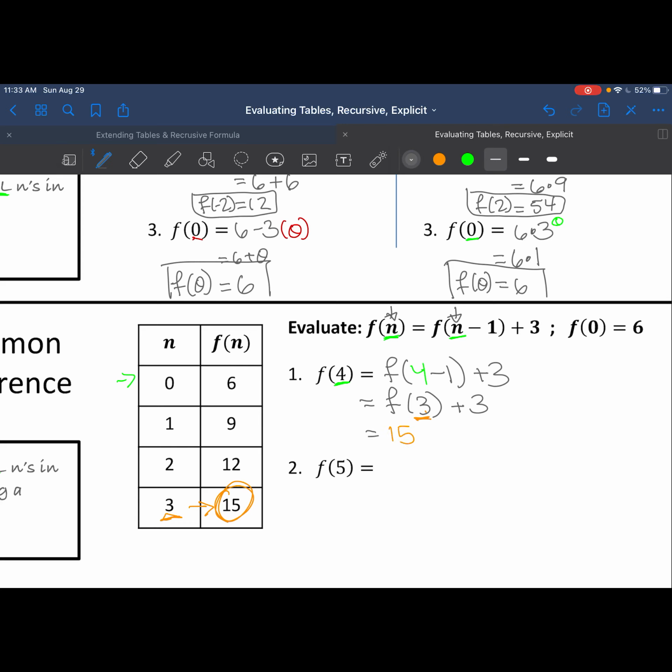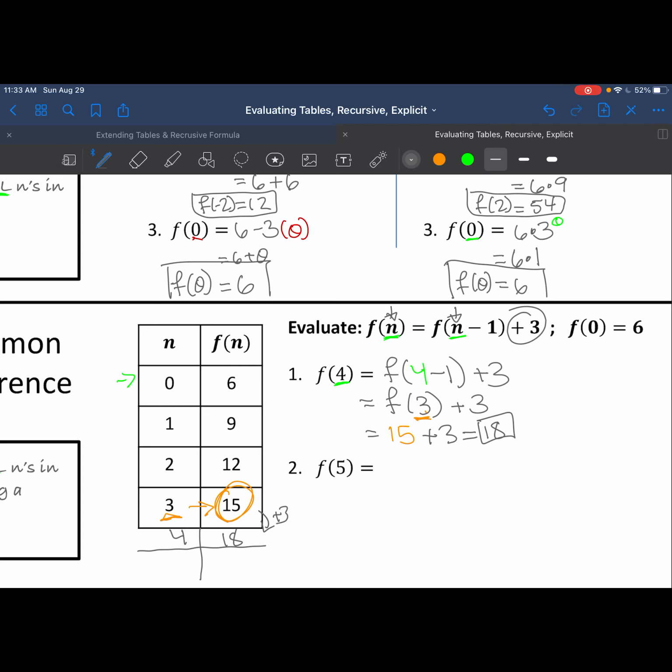Well, now we have 15 plus 3. And what's 15 plus 3? Well, that gives us 18, right? And if we were filling out our table the rest of the way at time 4, this tells us we're adding by 3 down our table, so 15 plus 3 is 18. That is what the recursive means, y'all.